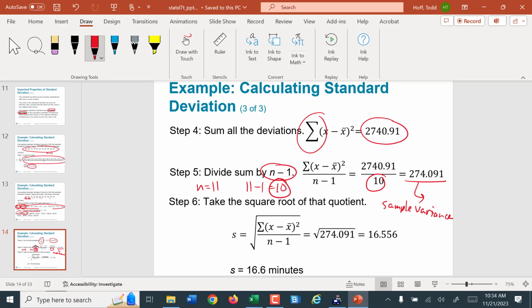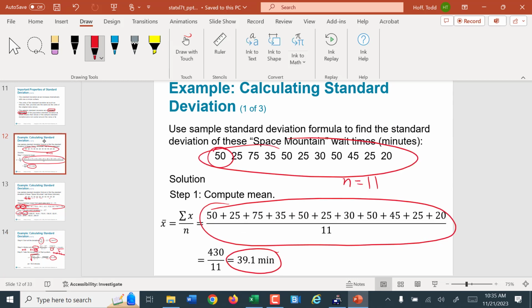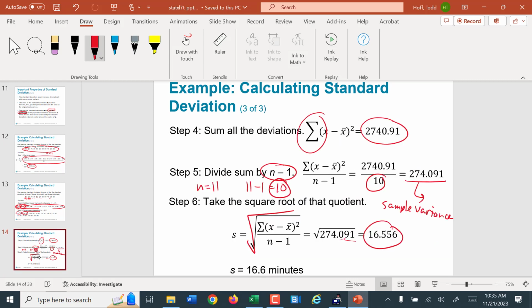To get the standard deviation, we still have to take the square root. We take the square root of the 274.091. We get 16.556. Remember, we round to 1 decimal point past the data. Since all of our data points were given to the nearest 1, we round to the nearest 10th. So our standard deviation is 16.6 minutes.